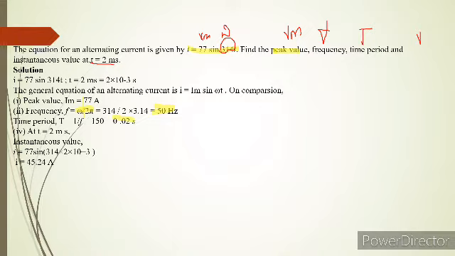So next we'll find out the instantaneous value. For the instantaneous value they have given 2 milliseconds. So i equals Vm sine omega t. We know Vm, we know omega, we know t also. Omega is 314 and t is 2 milliseconds, that is 2 into 10 power minus 3. By calculating it, you will get the answer as 45.24 amperes.